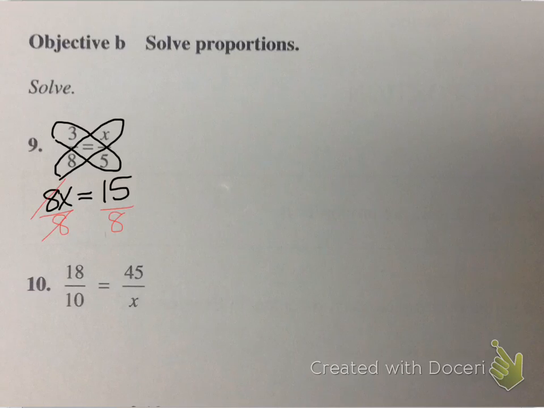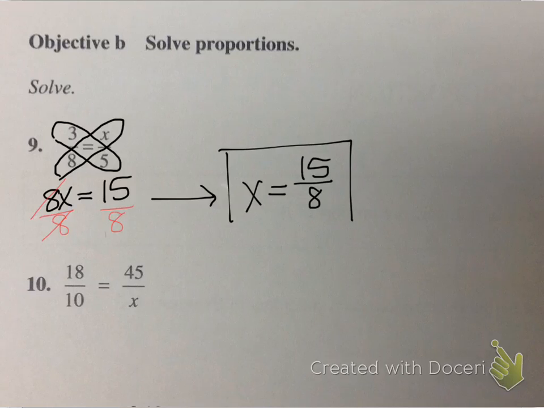So my 8's cancel, and I am left with x on the left and 15/8 on the right. If I divide 15 by 8, it's not going to go in evenly, and I probably don't want a decimal. You probably want to pay attention to the directions. This doesn't specify, so I'm just going to leave my answer as a fraction. Sometimes they'll specify round to the nearest hundredth, which if you see that, then you know that you can put it as a decimal.